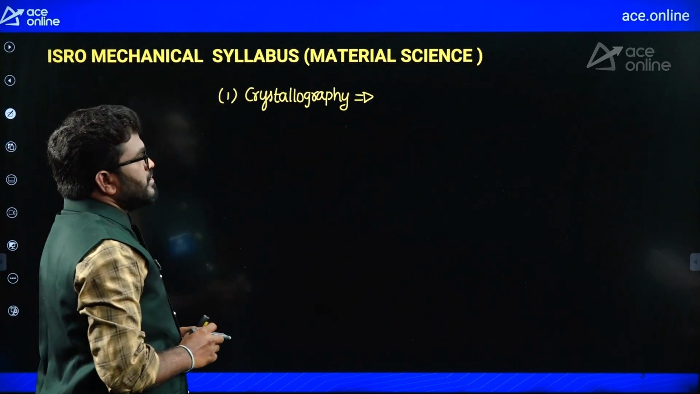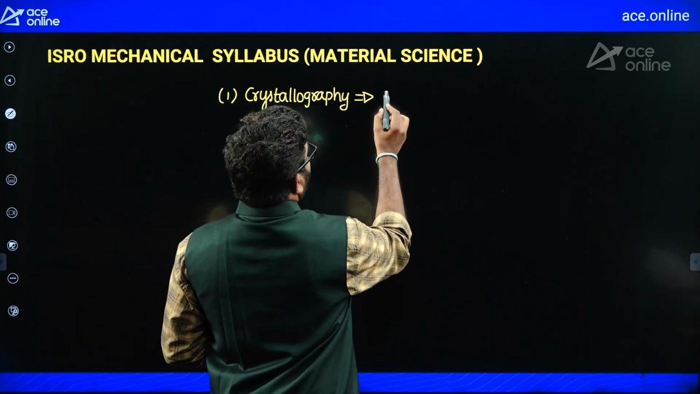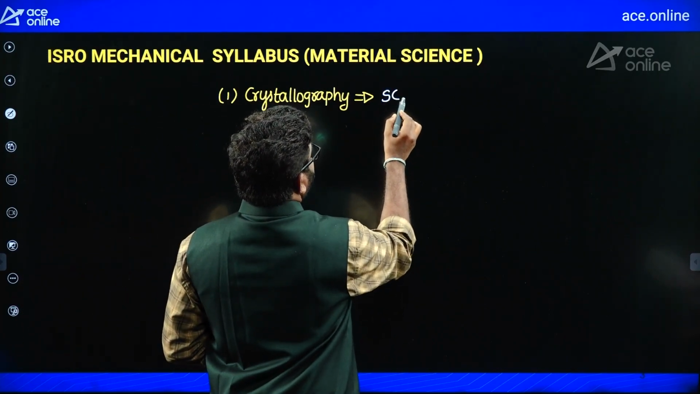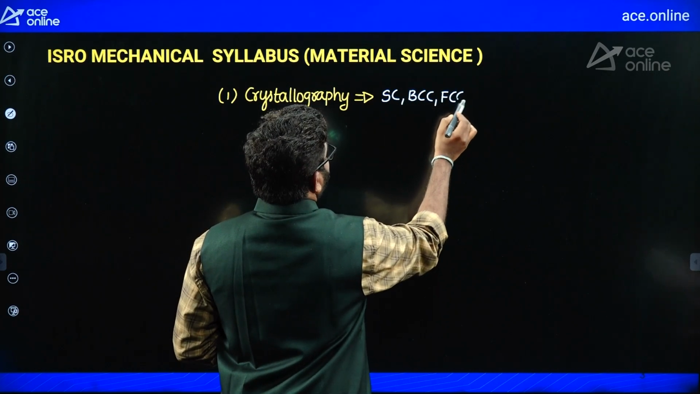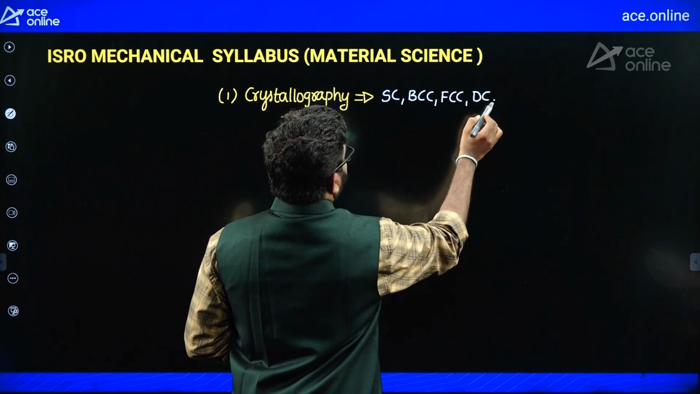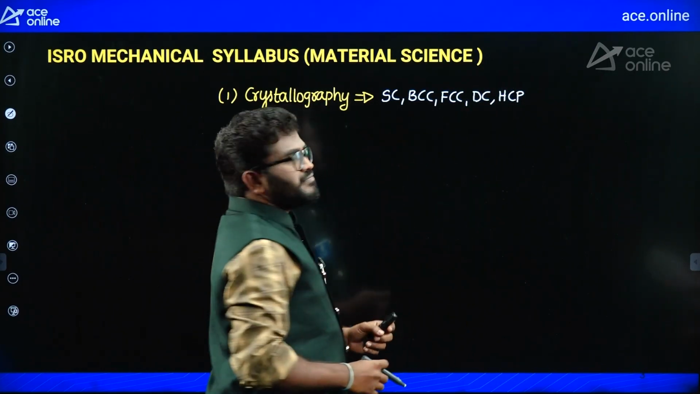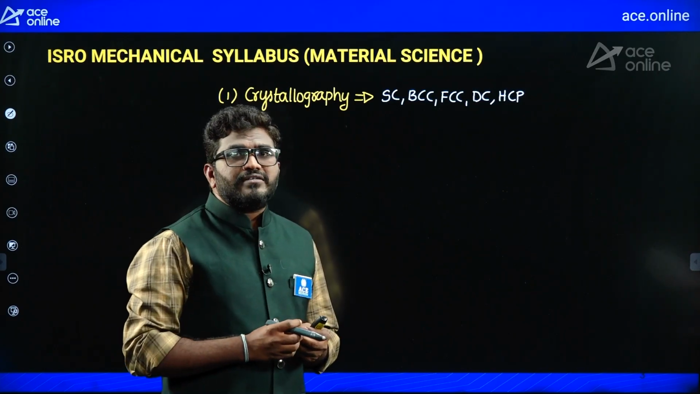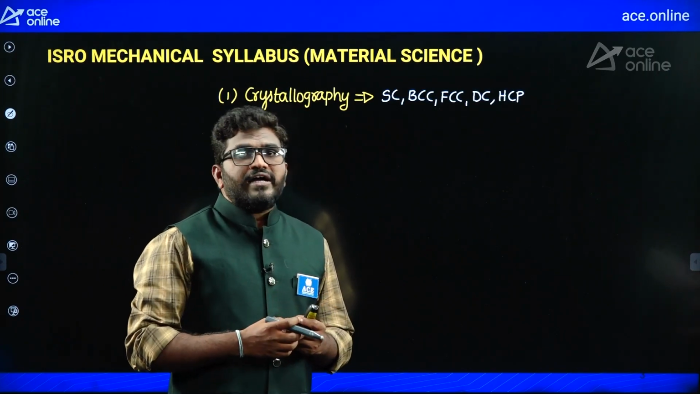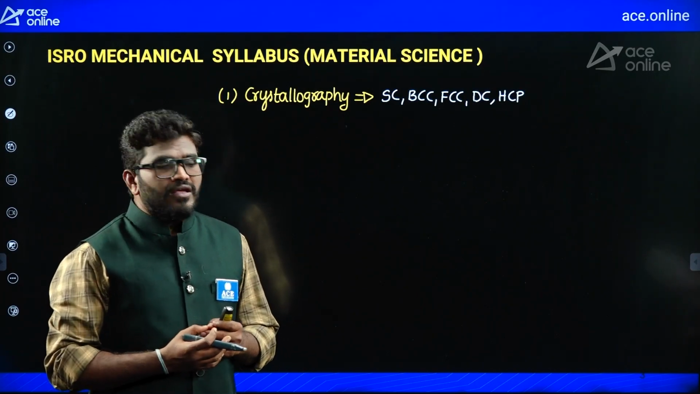structures, especially. They will ask you questions from crystal structures like simple cubic structure, body-centered cubic structure, face-centered cubic structure, diamond cubic structure, and hexagonal close-packed structure. Crystal structures like atomic packing factor, the number of atoms, and coordination number examples.